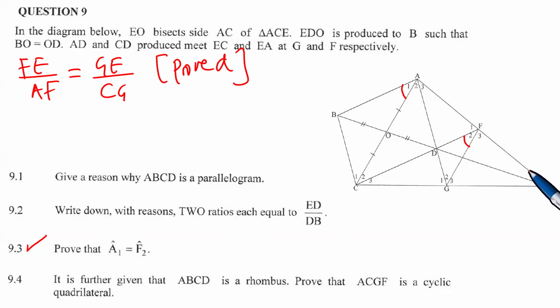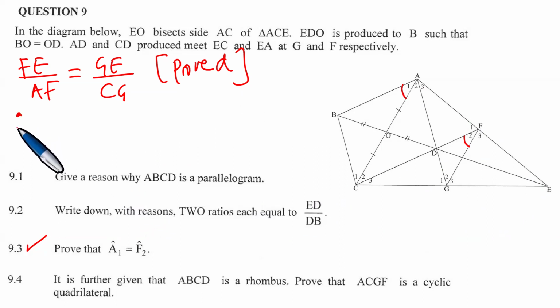FE over AF is equal to GE over CG. This has been proved already, so just say proved.